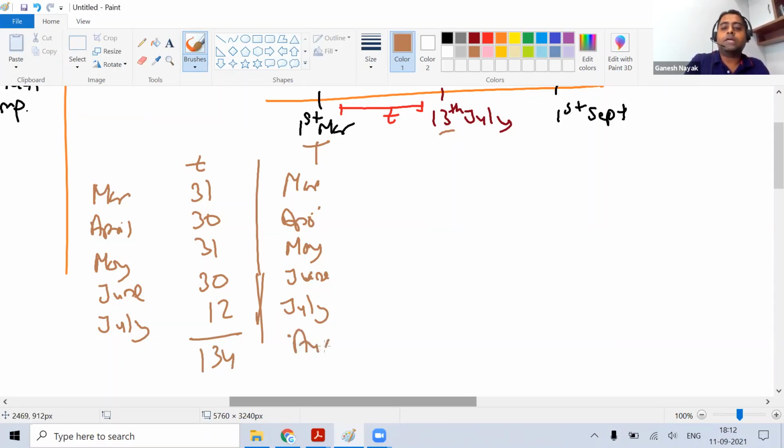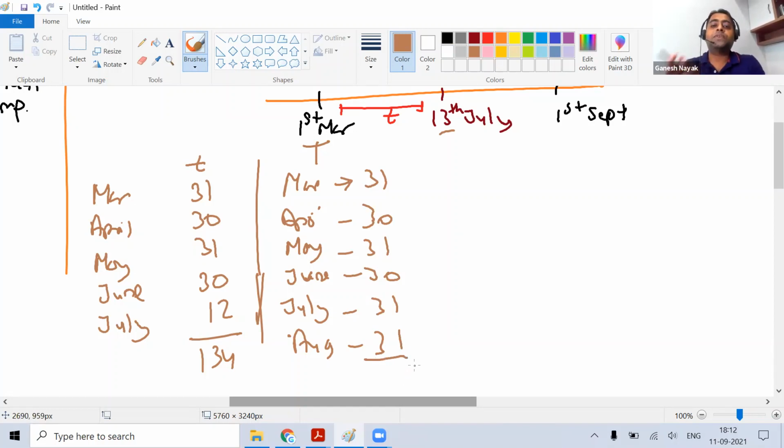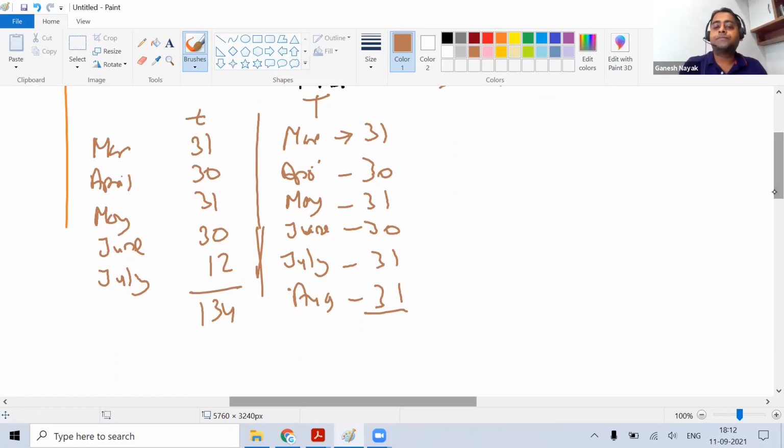June, July, August. Now, if I want to calculate bigger T, what should be that number? 31, 30, 31, 30, 31, and again 31. Look here, I have not taken into consideration 1st of September because I am taking into consideration 1st of March. What is the addition? Give me the number.